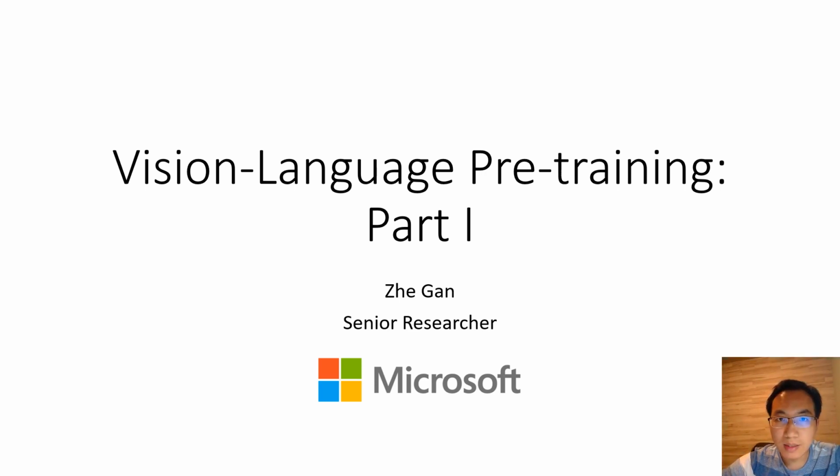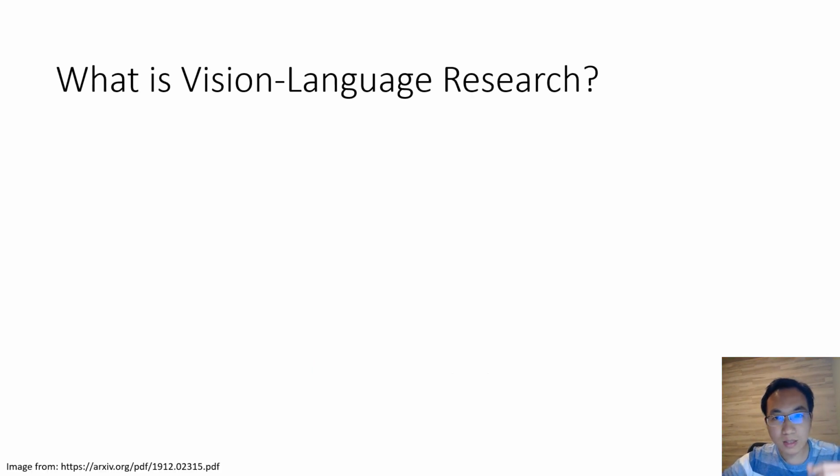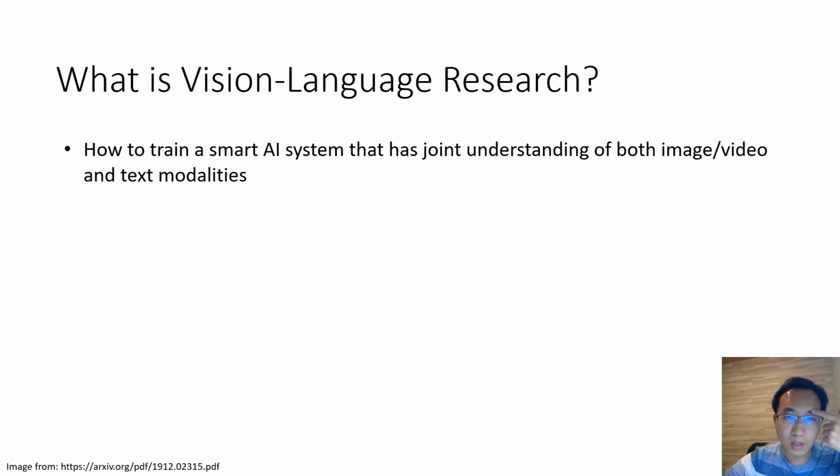In this talk, I'd like to introduce vision language pre-training, including the basics, enhanced representation, and the different training strategies. But before we dive into the details, let's also talk about what is vision language research and why should we care about it. So, vision language research is basically about how we can train a smart AI system that can have joint understanding of both image and text modalities.